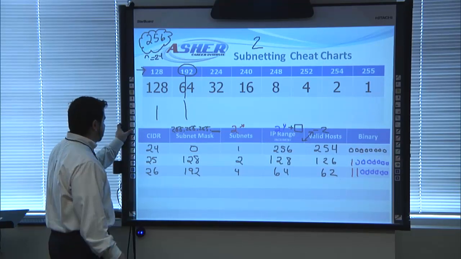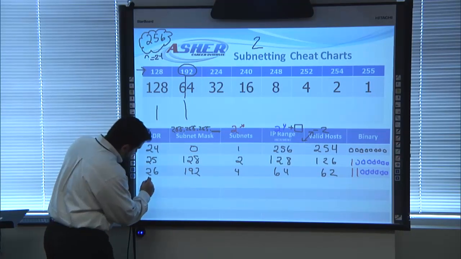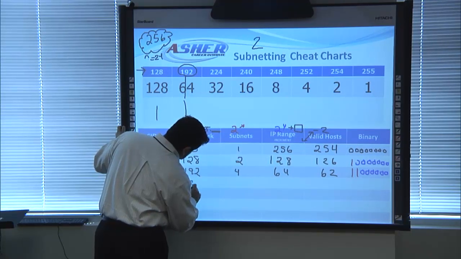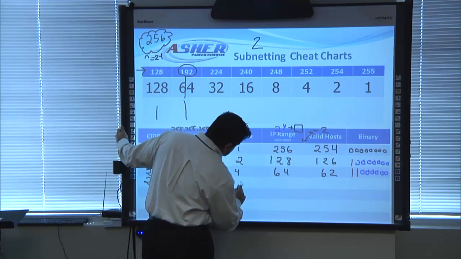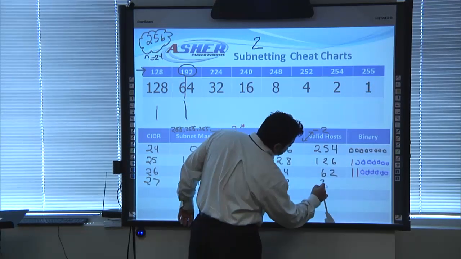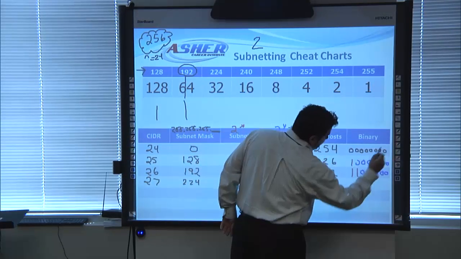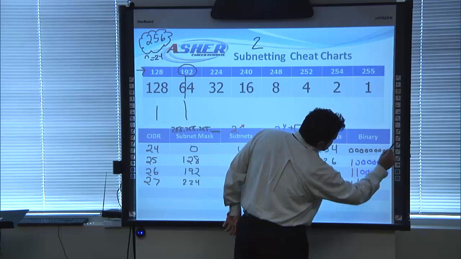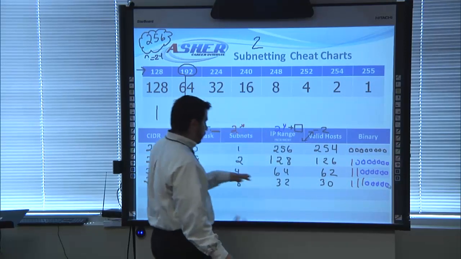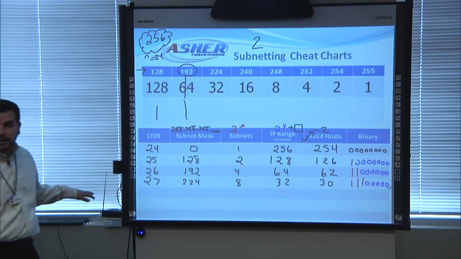Now this next one should be easy, and this is the one we did, so I'll go ahead and fill it out for you. We did 27, which had a subnet mask of 224, which had 8 equal subnets, and it gave us a range of 32, but we could only use 30 in each subnet, and we borrowed 3 bits. That's the one we did together in the beginning, so I filled that out for you.